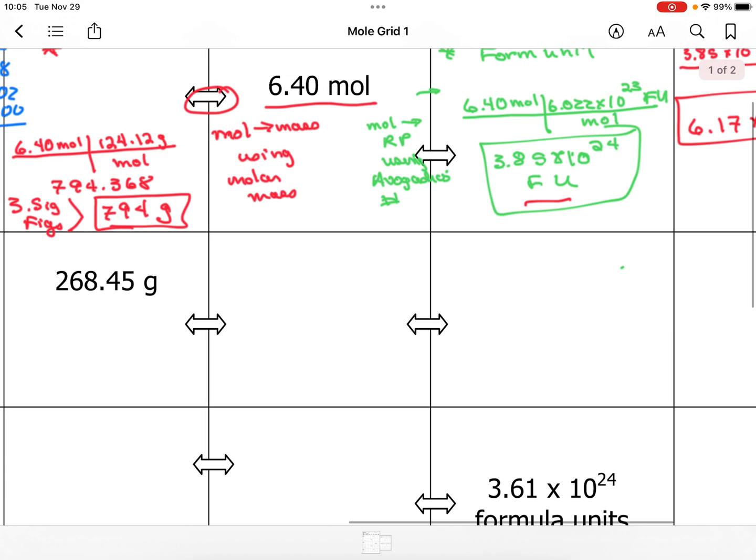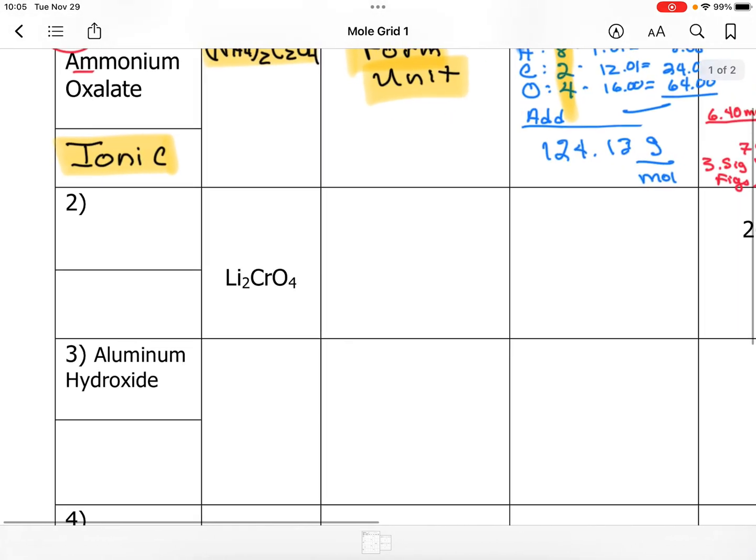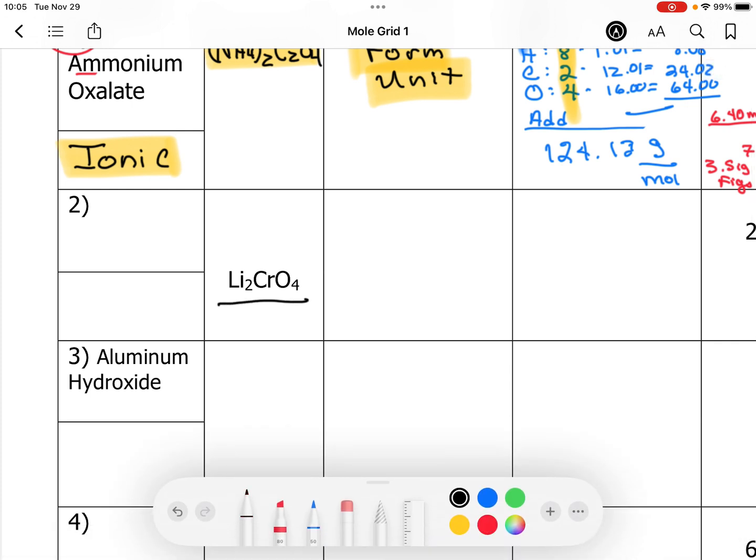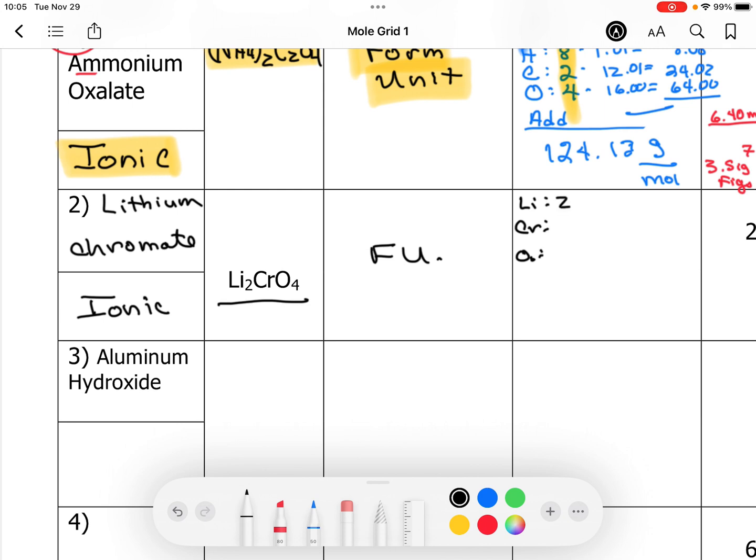Our next piece that we're going to do is right here, and we are given Li2CrO4. This is lithium chromate. It is ionic, and my representative particle is the formula unit. I have lithiums, chromiums, and oxygens present: 2 lithiums, 1 chromium, 4 oxygens.